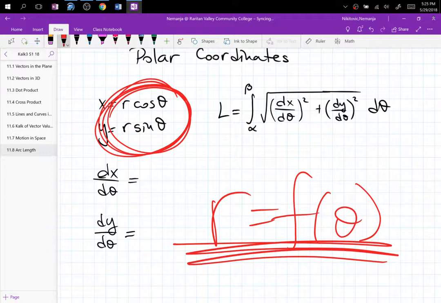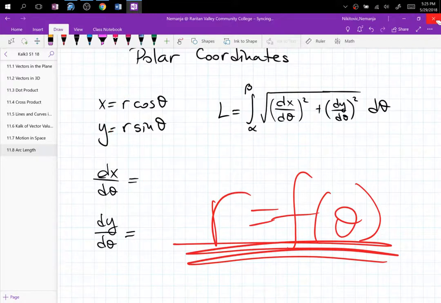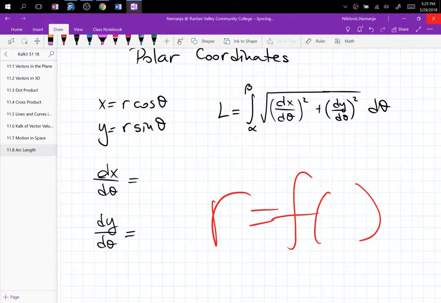Okay, so r is a function of theta. Therefore, as I am taking the derivative up there to get these, I have to use arc sine? No. I give up. Product rule. Oh, I know.